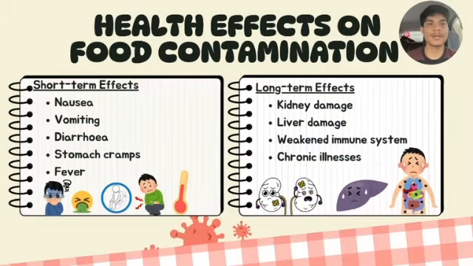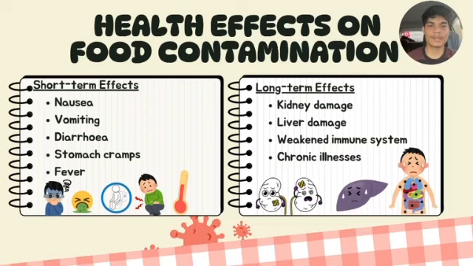After understanding how food contamination occurs, let's look at its effect on human health. The health effect can be divided into short-term and long-term effect. The short-term effect usually appears within a few hours or days after eating contaminated food. Common symptoms include nausea, vomiting, stomach cramp, and fever. These symptoms may lead to dehydration and require medical treatment if they become severe.